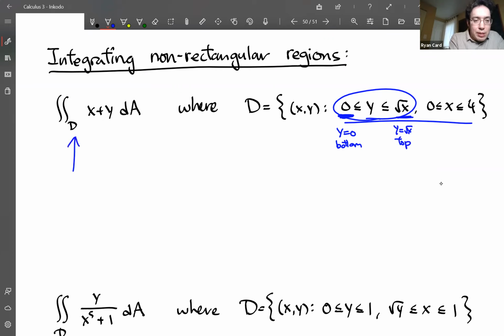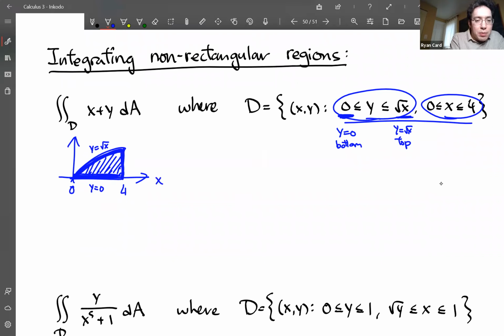So let's try to draw this. This is the domain. y equals 0 is the x-axis itself, and y equals square root of x looks like that. So we're looking at the y values trapped between these two curves. And we also know that x is between 0 and 4. So origin 0, and here's 4. So we're looking at that shaded region. And when x is equal to 4, the y value is equal to 2. So that's the region we're looking at.